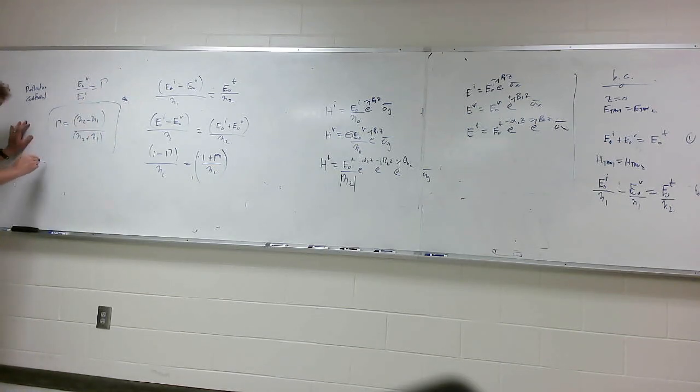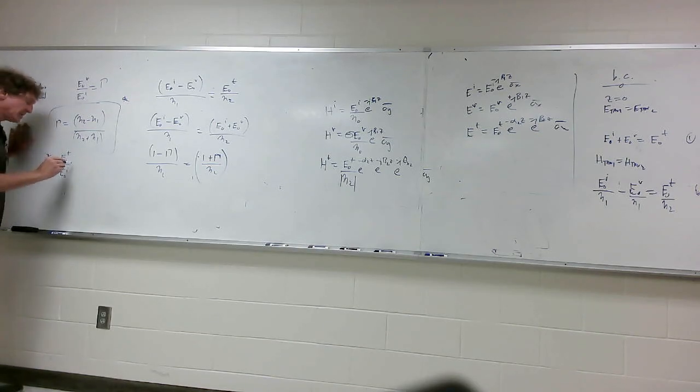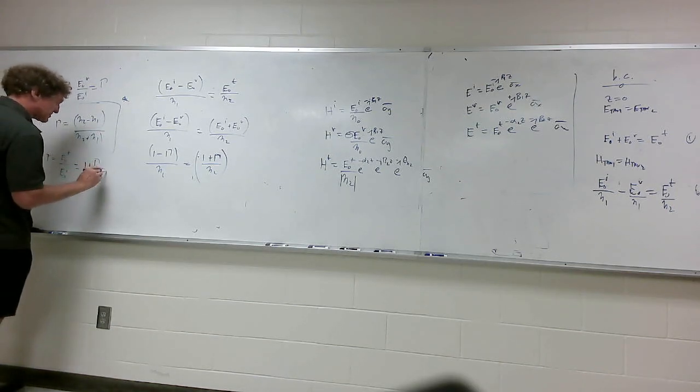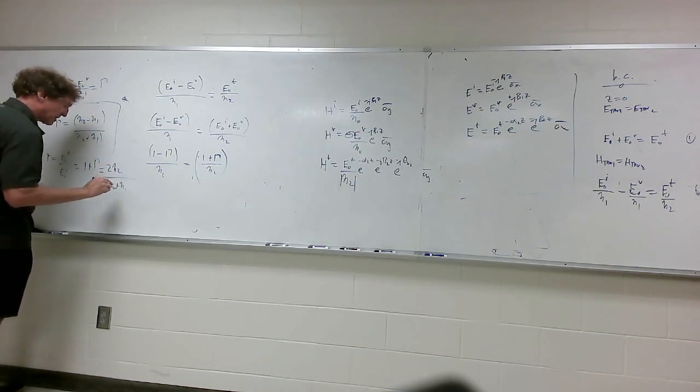Also, the transmission coefficient is E naught transmitted over E naught incident. And here, that one can be proved to be 1 plus the reflection coefficient at the boundary. And it's also equal to 2 times eta 2 over eta 2 plus eta 1.